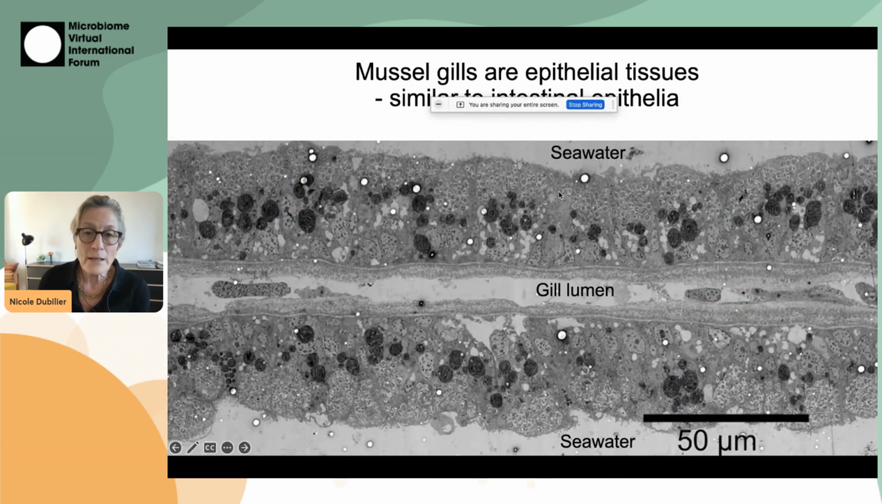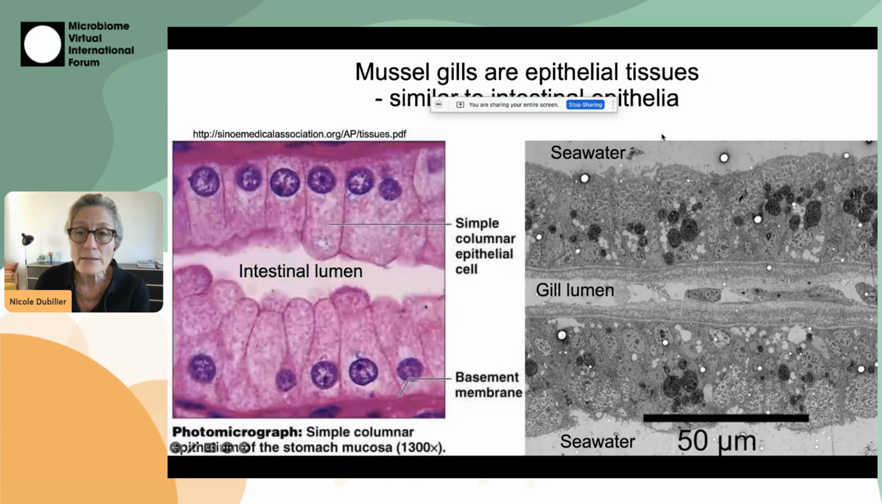And these are, as I emphasize, epithelial tissues, similar to intestinal epithelium. So when you think about a gut, then what you can think about in these gill tissues is more like an inside-out lining, with the gill lumen in the middle here, where you see the macrophages or hemocytes patrolling the gill tissues, and this is the region in which the symbiotic bacteria sit, and they're eaten through phagolysis, lysosomal digestion.